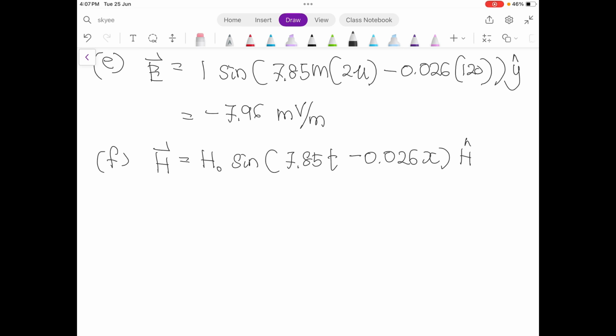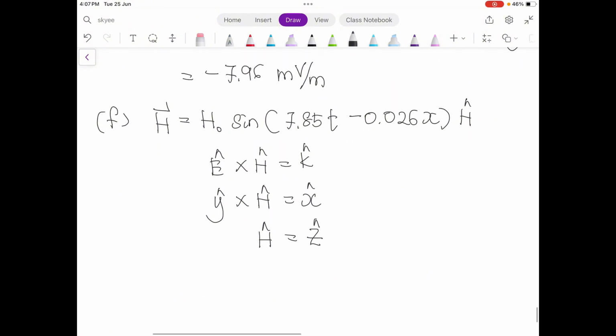First of all, let's look at how to find the direction of the magnetic field. You can use this relationship. You have the direction of E, and you don't have the direction of H. The direction of k is x. So here you will get y, z, x. The direction of H is z. You can put it here.